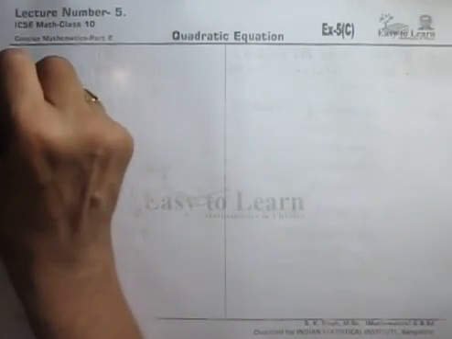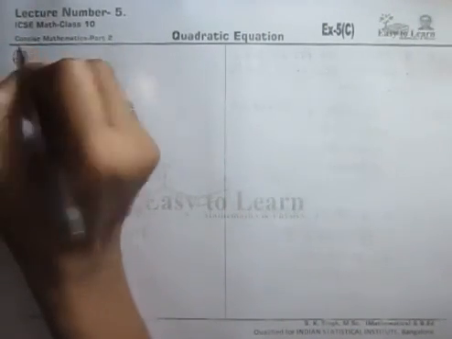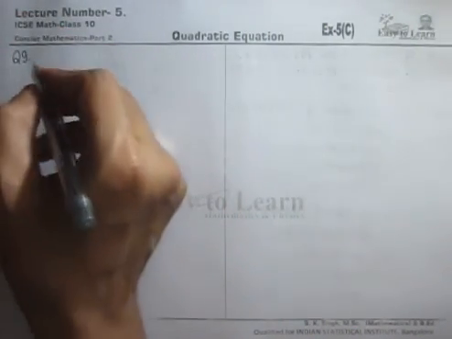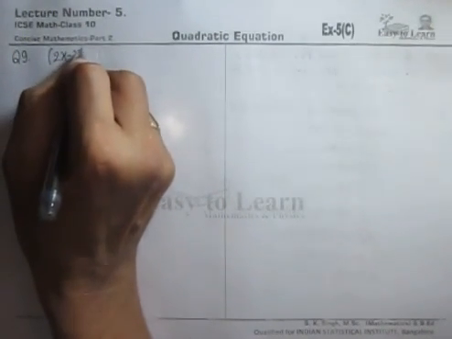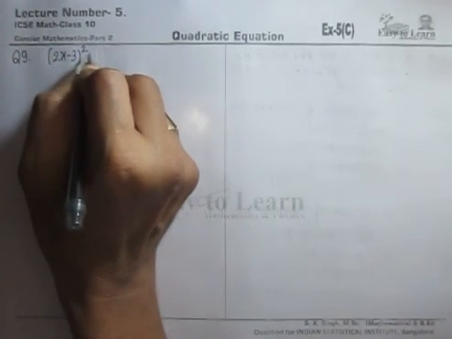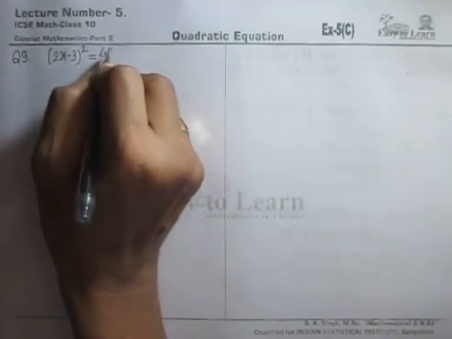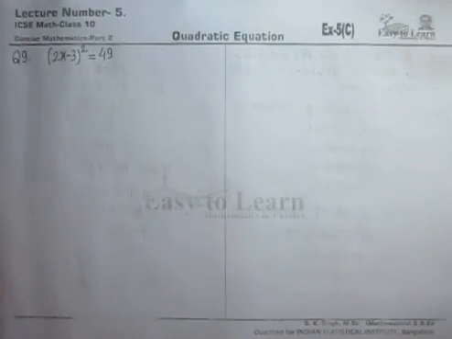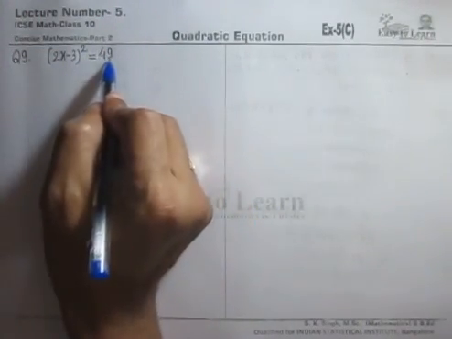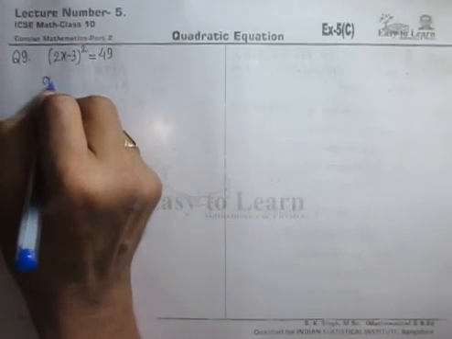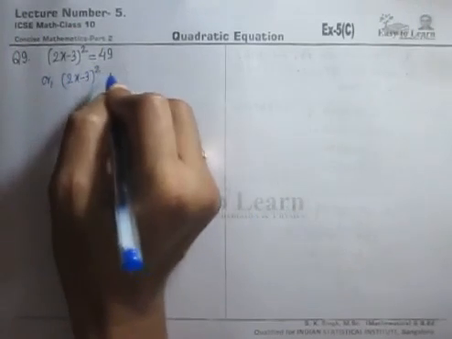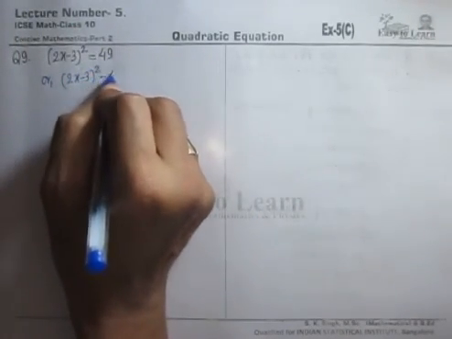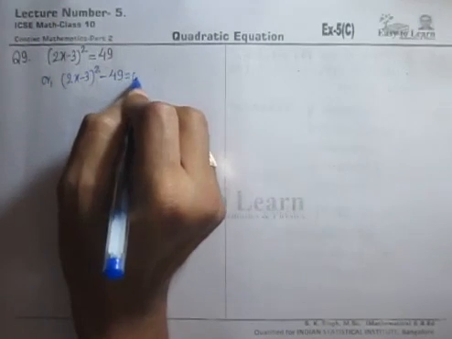Now question number 9. Question number 9 is 2x minus 3 whole square is equal to 49. Now we have to solve this equation by the factorization method. So shift 49 to the left side. Now it is not necessary to expand here. Directly we can factorize. Shifting 49 to this side, it will be minus 49 equal to 0.